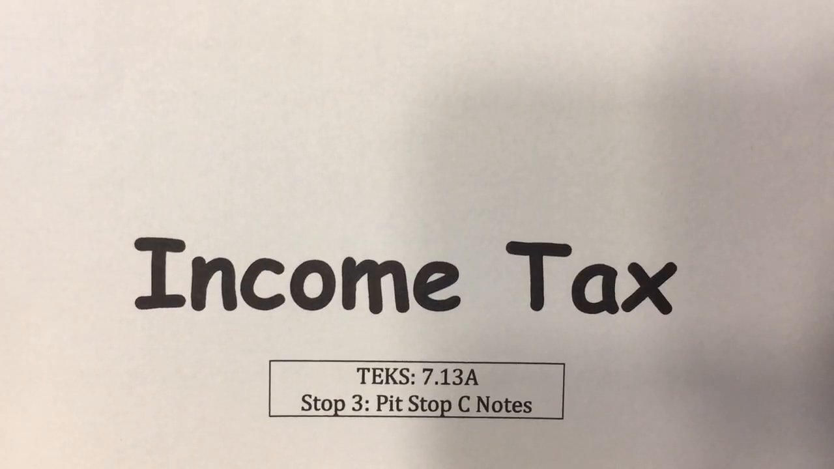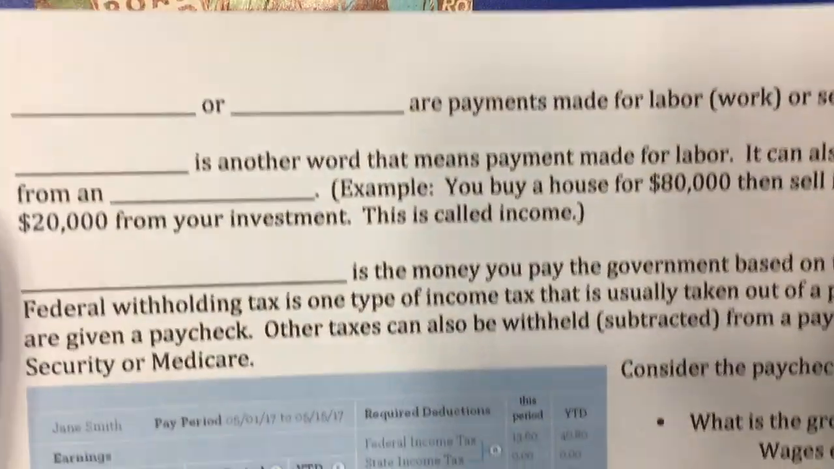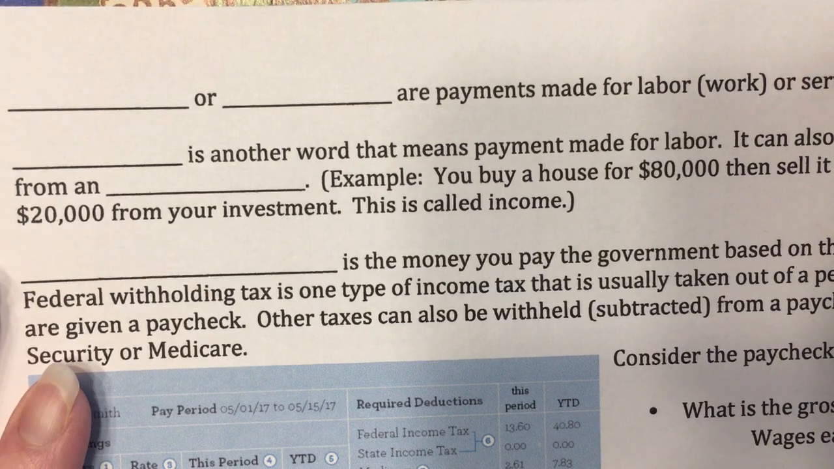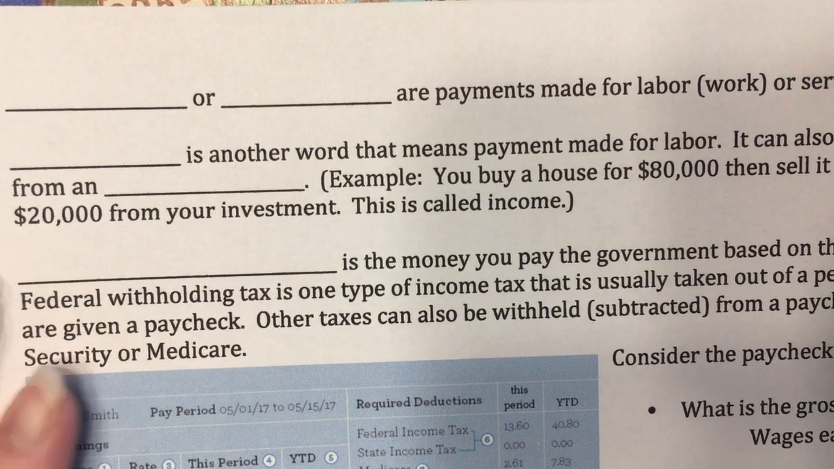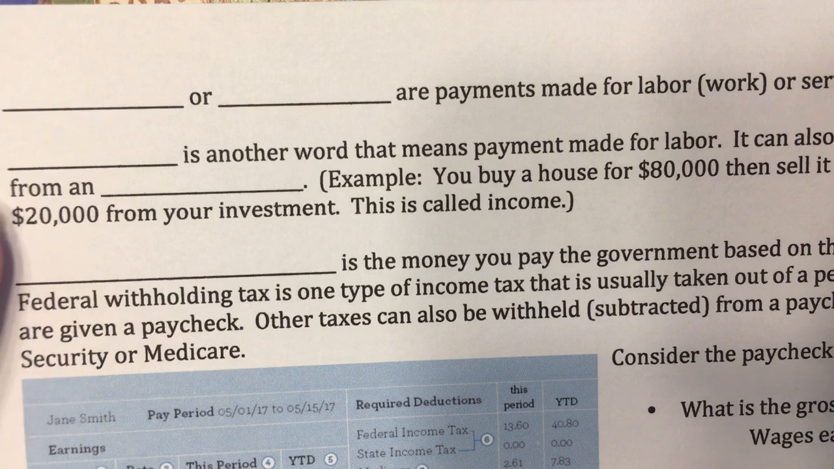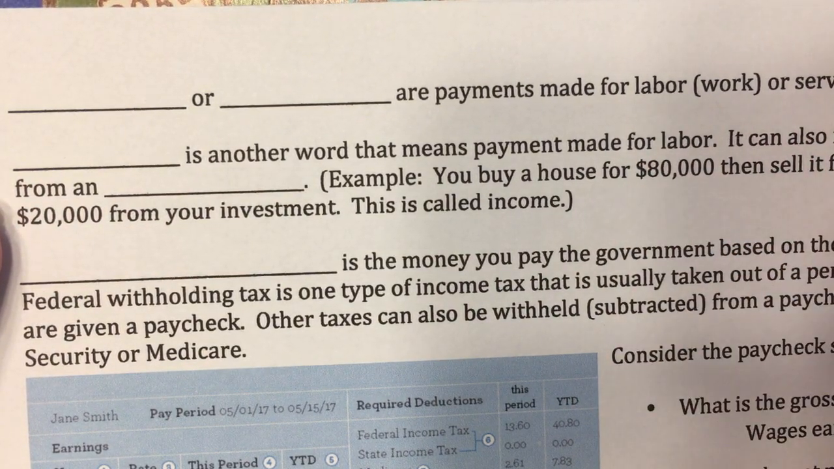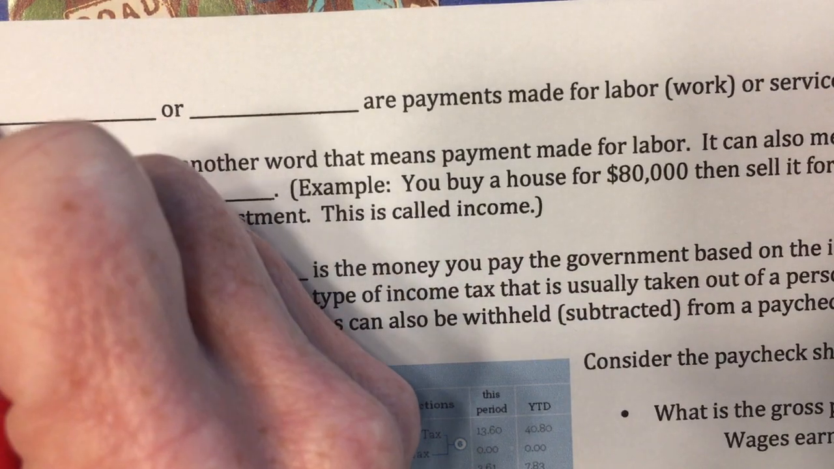Hi there, in this video we're going to be talking about income tax. So the first thing we need to do is just kind of define some words that we're going to be using. You know that when you go get a job, you expect to be paid for that. Well, there are a couple of ways you can describe that. When you're paid for your labor or for the work that you do or for the services you provide to someone, those are called your wages.